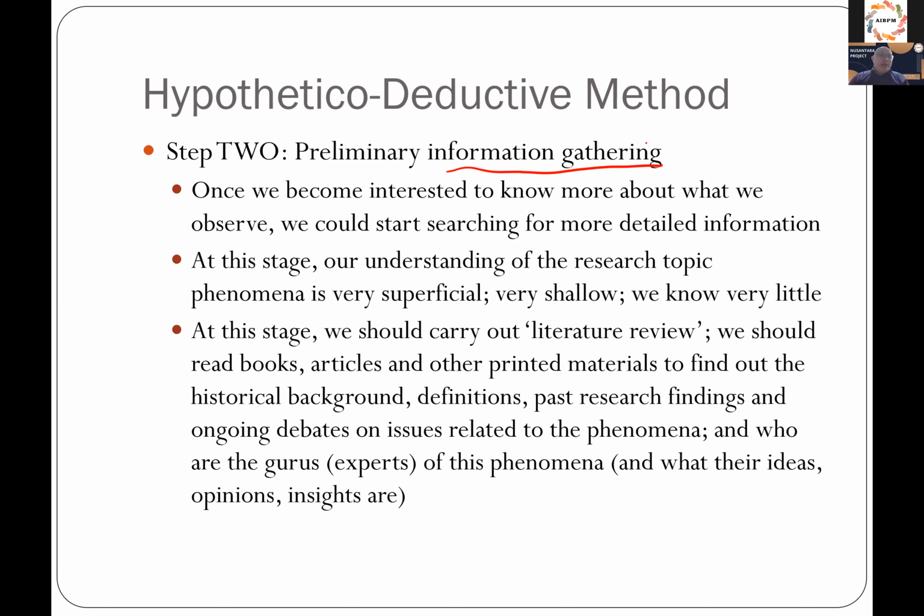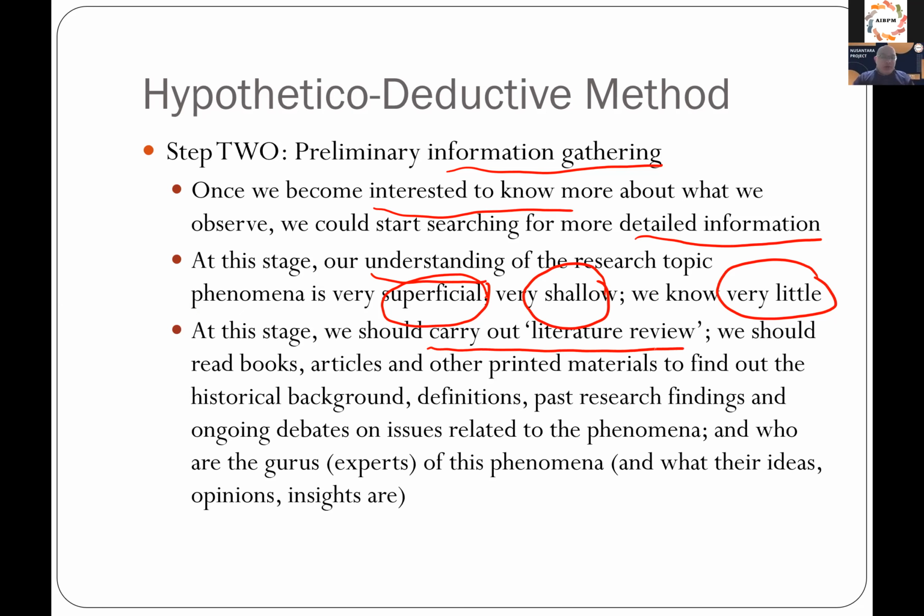Once we become interested to know more about a certain topic, we need detailed information. At this stage, our understanding is very superficial. Superficial means shallow, which means you know very little. You have just a general idea, but you do not know much about it. So what you should do is carry out a literature review. I believe you have done that at this stage. So you should read books, especially articles.